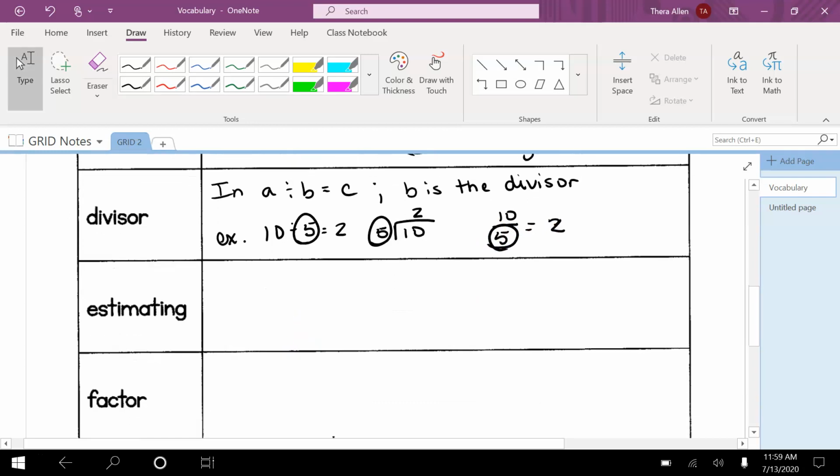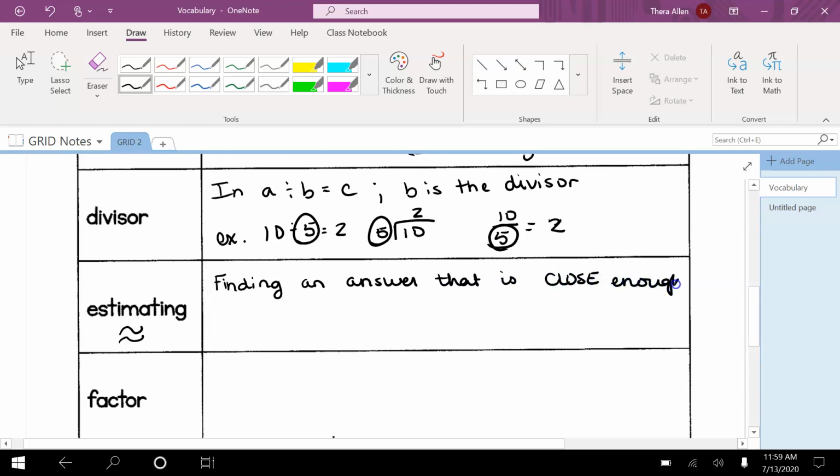Okay, estimating. Now, when we're estimating, sometimes you will see this symbol instead of an equal sign. That shows that it is estimating. So estimating is finding an answer that is close enough to the right answer.